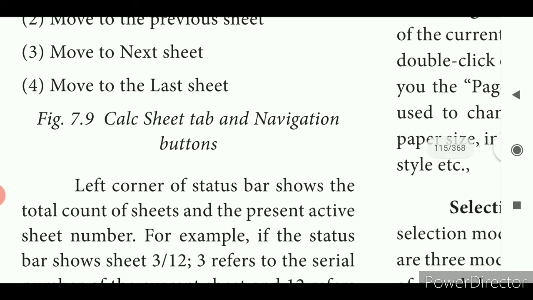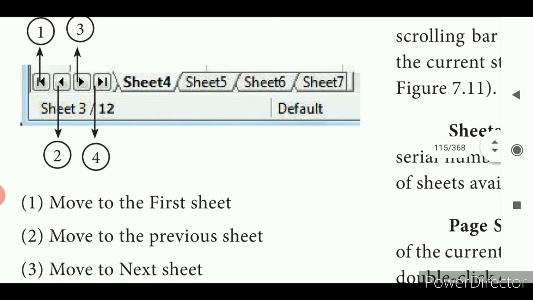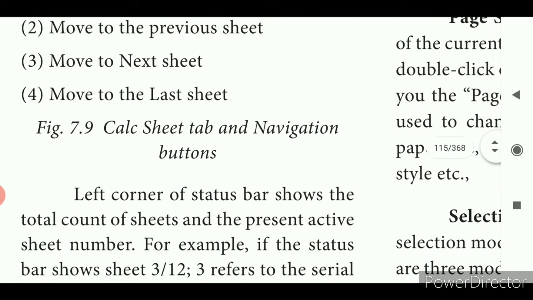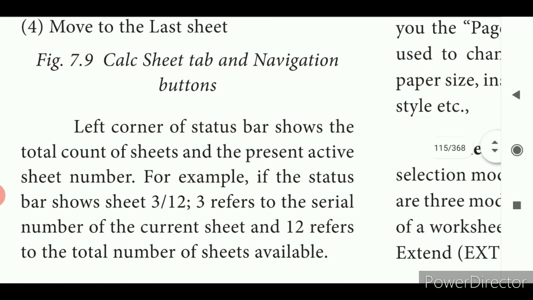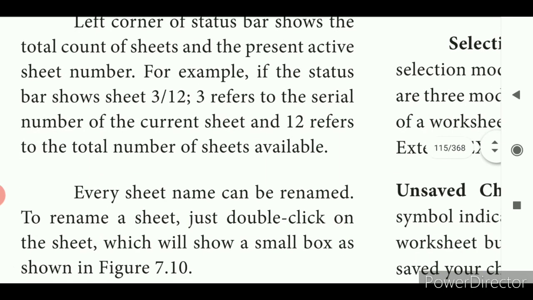The left corner of the status bar shows the total count of sheets. Here you see the total count, Sheet 3 of 12. In this diagram you see 3 of 12. So the total number of sheets is 12. If the status bar shows Sheet 3 of 12, it means 3 refers to the serial number of the current sheet, and 12 refers to the total number of sheets available.